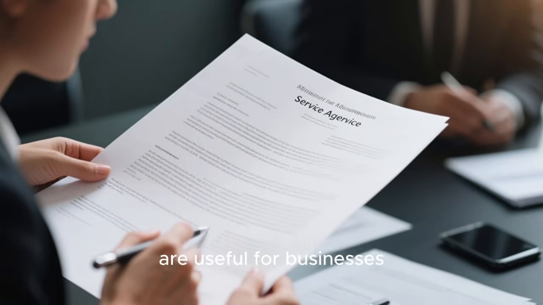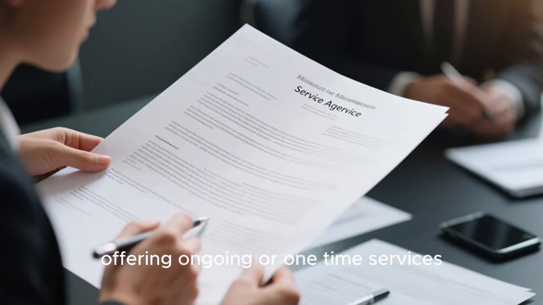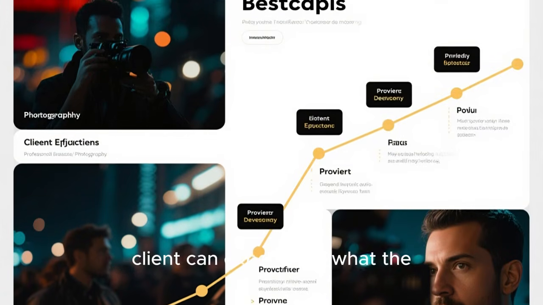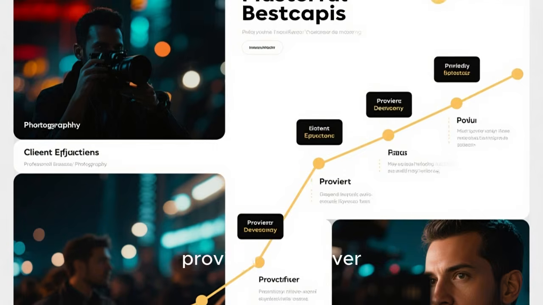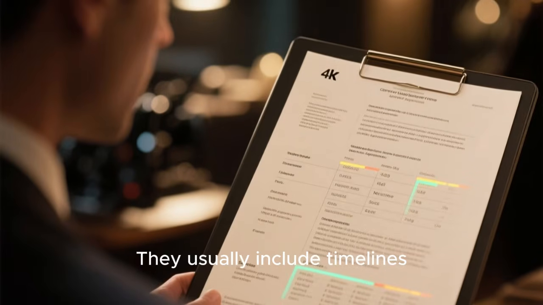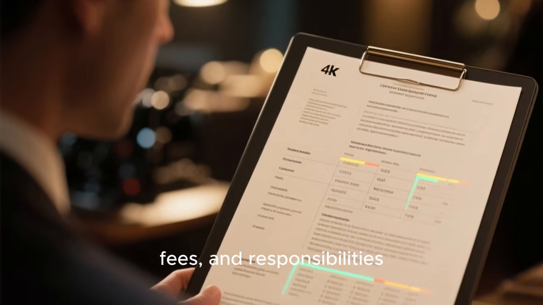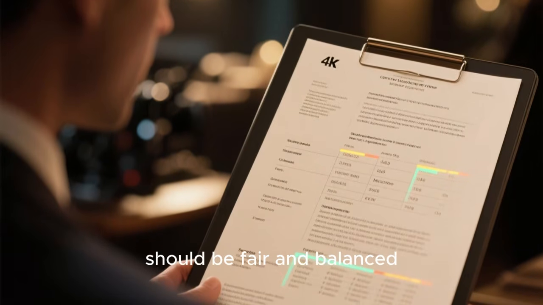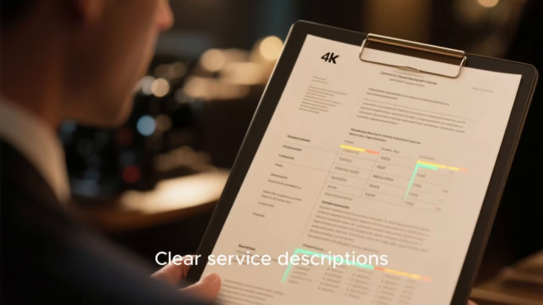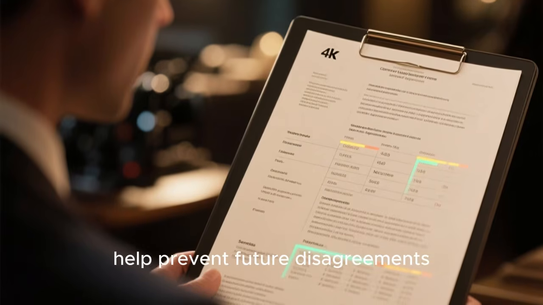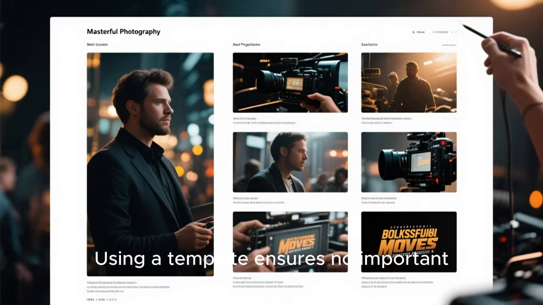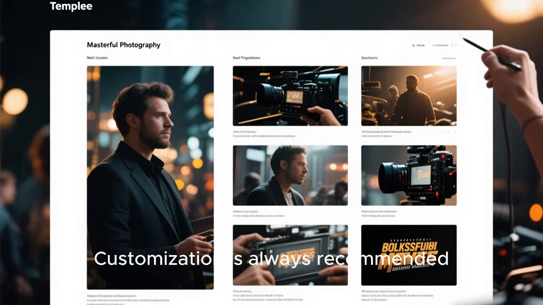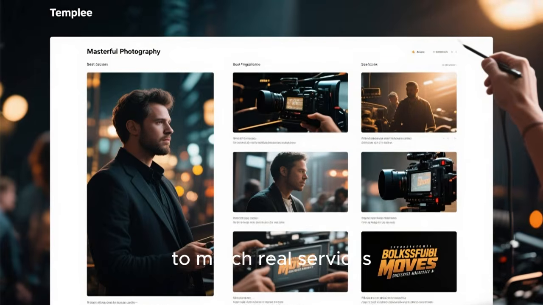Service agreements are useful for businesses offering ongoing or one-time services. These documents outline what the client can expect and what the provider will deliver. They usually include timelines, fees, and responsibilities. United Kingdom service agreements should be fair and balanced. Clear service descriptions help prevent future disagreements. Using a template ensures no important section is missed. Customization is always recommended to match real services.